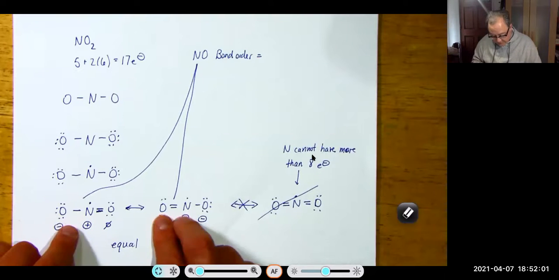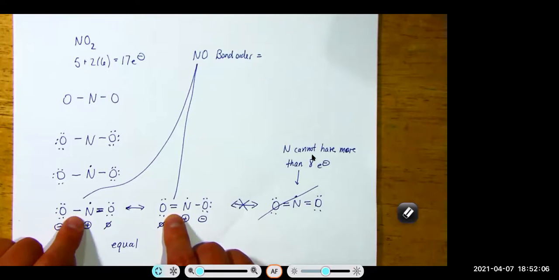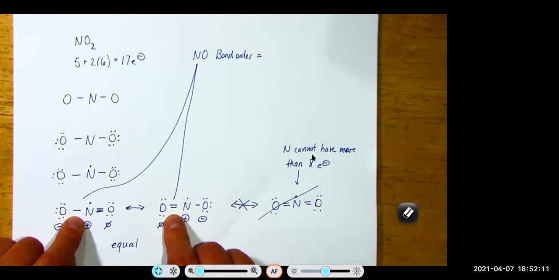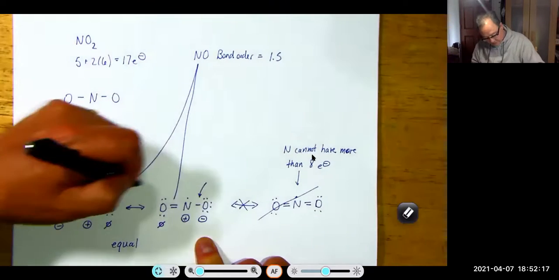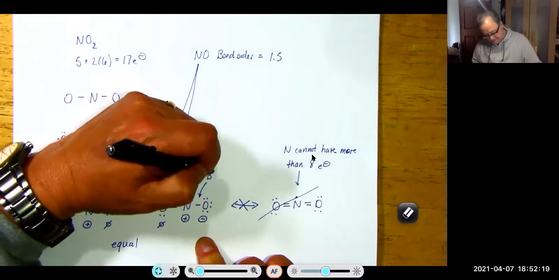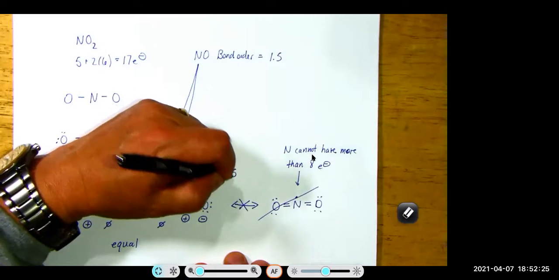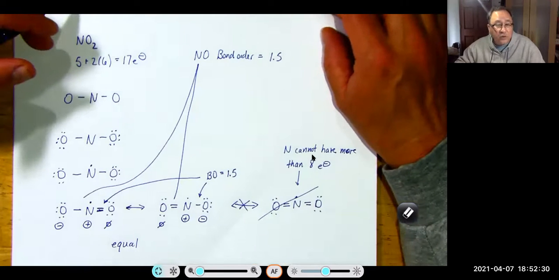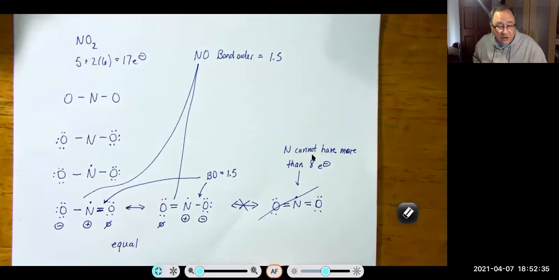So what's the bond order in this one to the right? 2, and this one on the left is a 1. So what's the average? 1.5. Good. And how about here and here? What's the bond order equal to? It's also equal to 3 divided by 2, so 1.5. So hopefully we'll find that both bonds are equal in length because, number one, they're both a nitrogen oxygen bond, and number two, they're both 1.5.